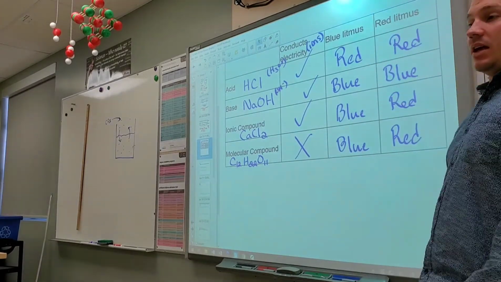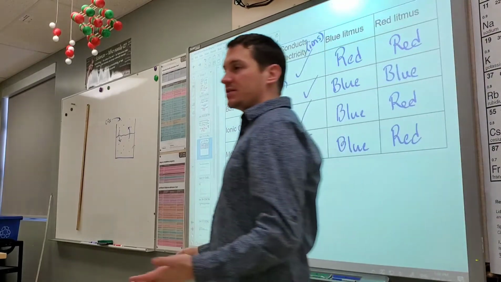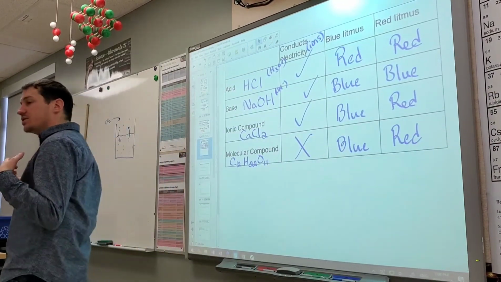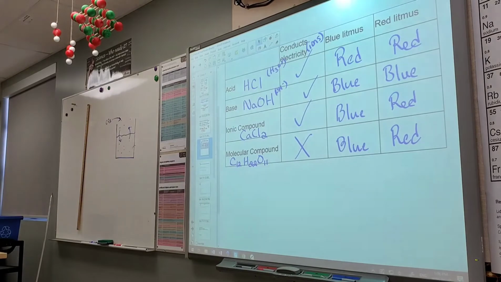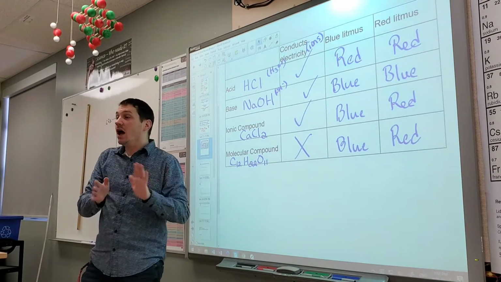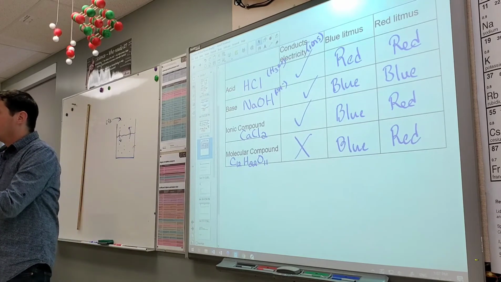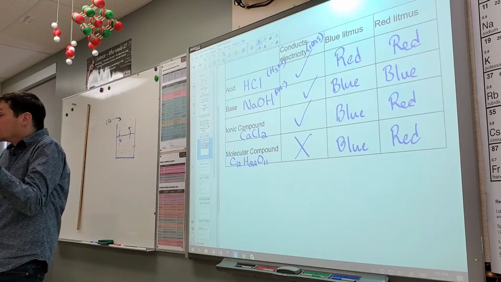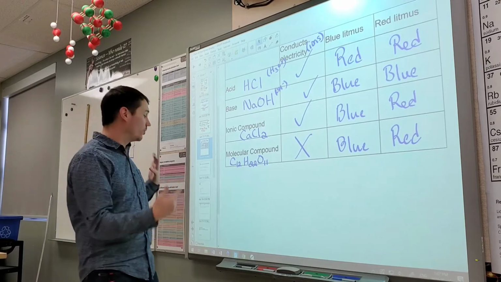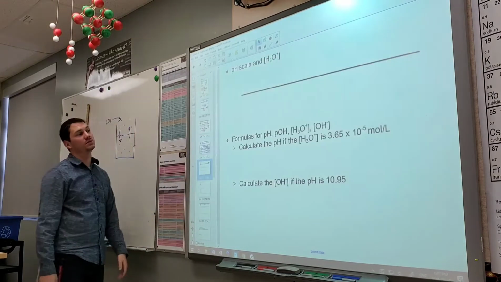So, let's say I had 4 solutions, and I didn't know what they were, but something was conductive, and it turned both red and blue litmus paper blue. What solution would it be? It would be basic. In this case, our base is sodium hydroxide, but whatever your base is, that's got to be the basic solution.